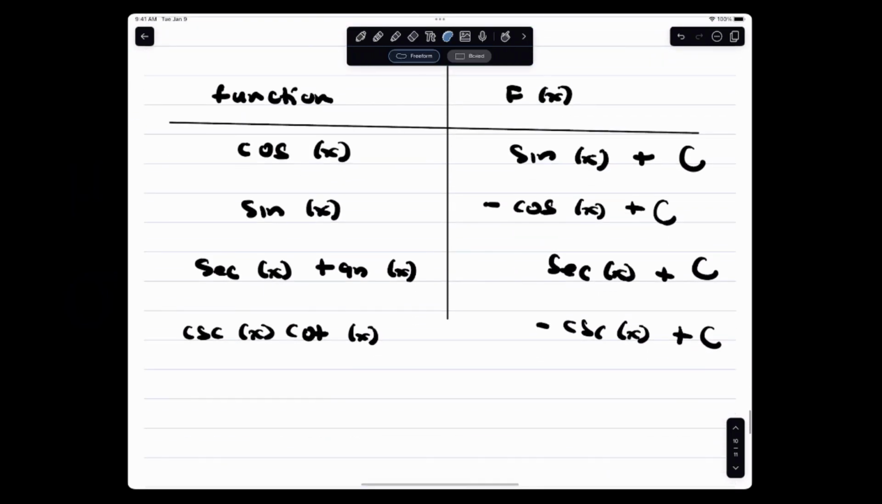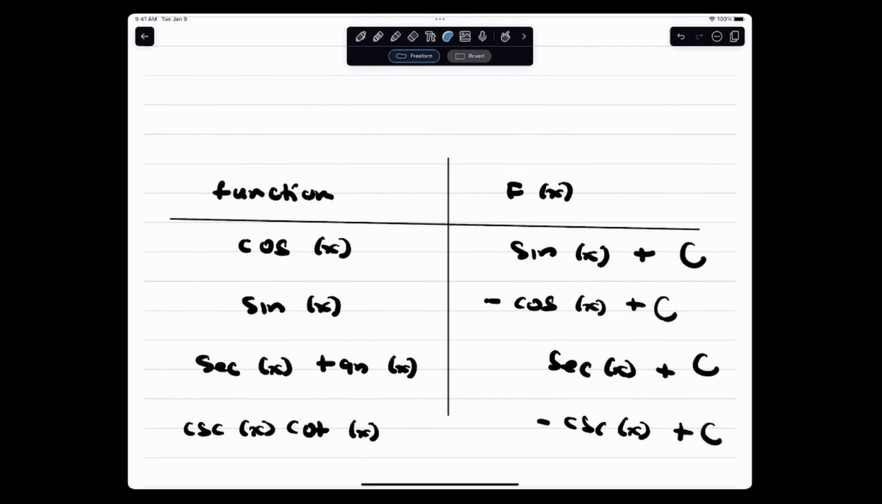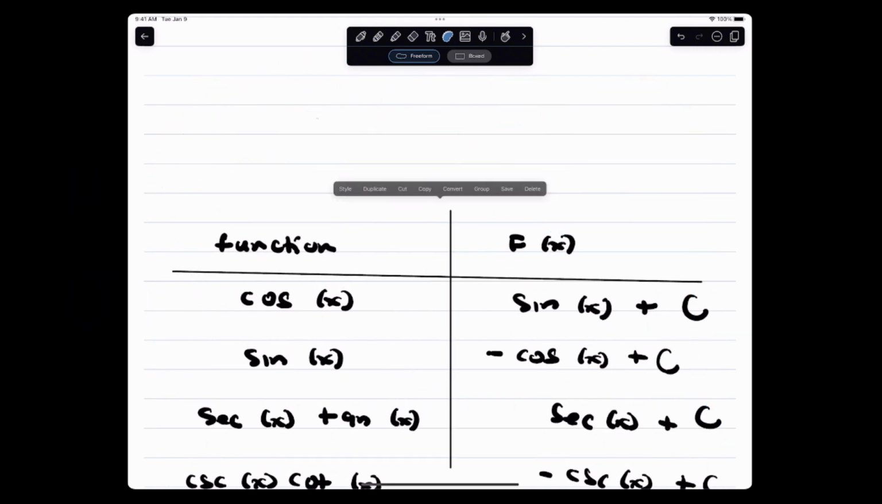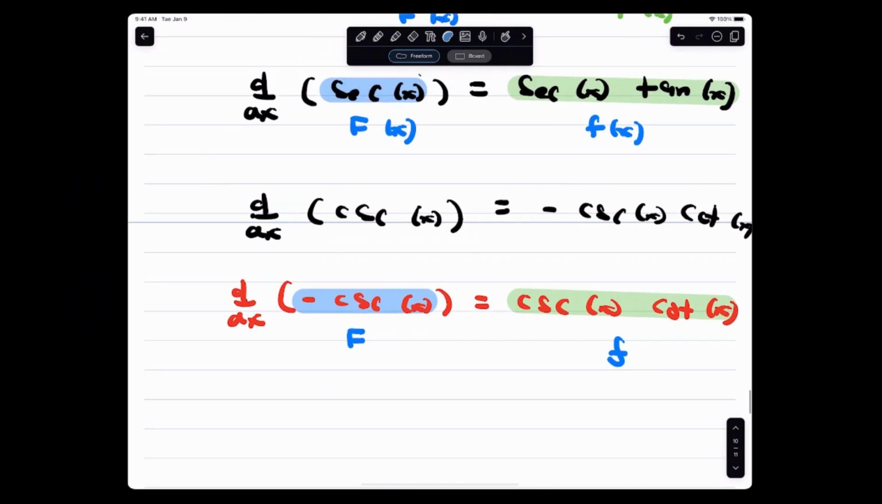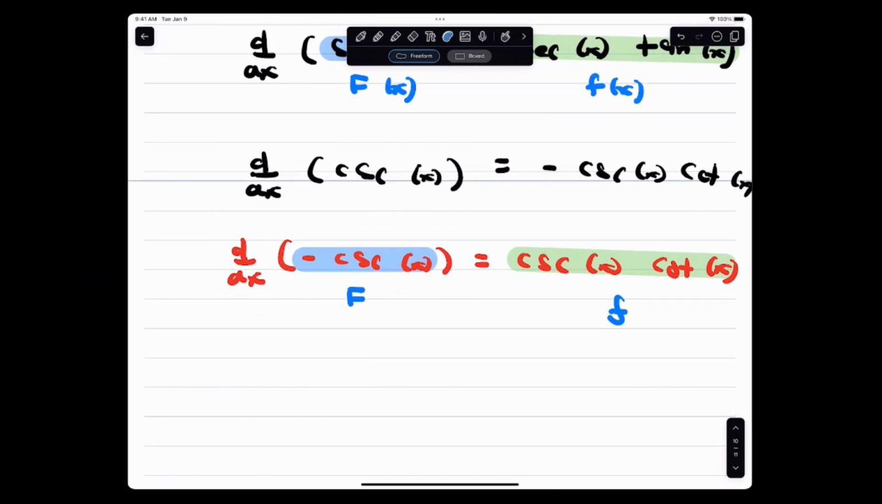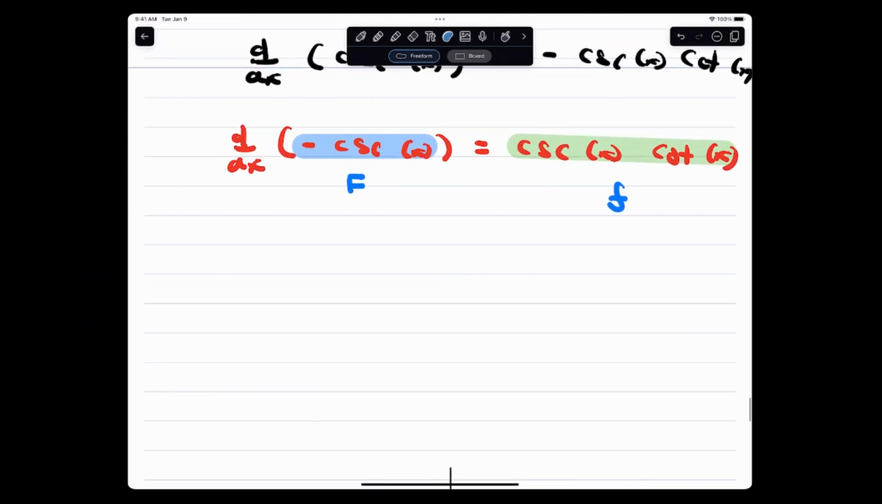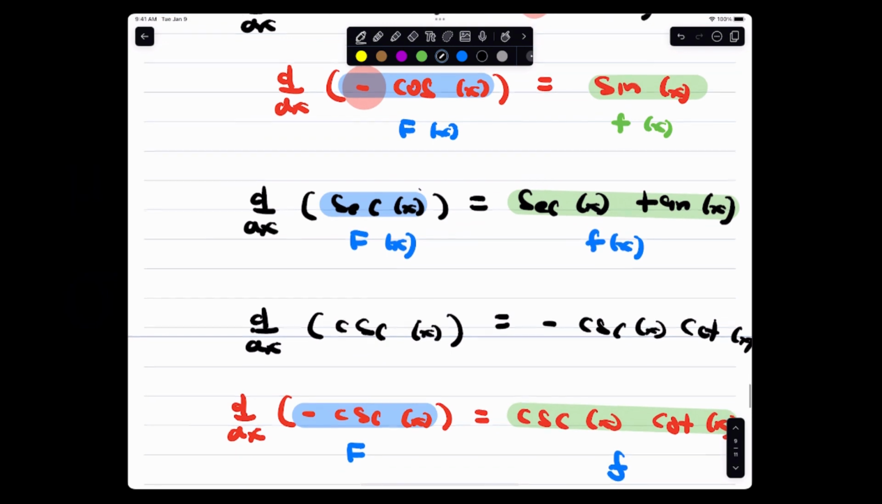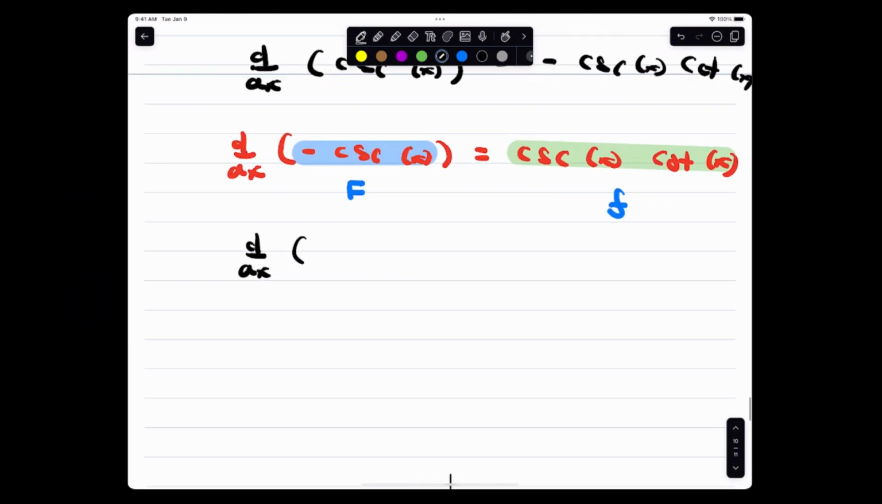So personally, I don't actually have these memorized. Well, I take that back. I do have some things memorized. You say, what do you have memorized? The derivative of trig functions is memorized. What's the derivative of tangent?